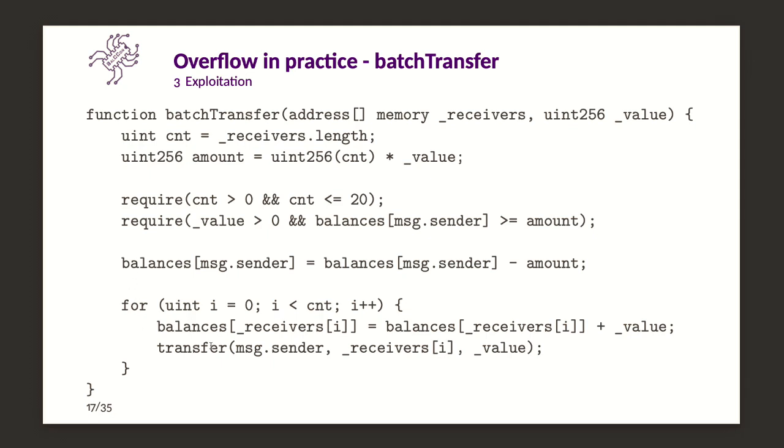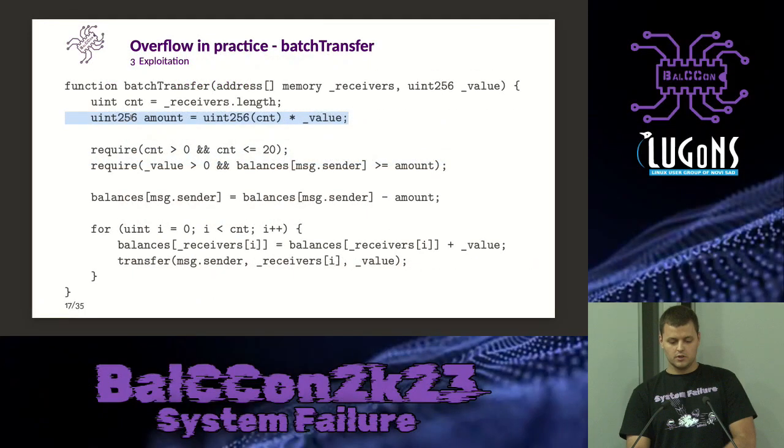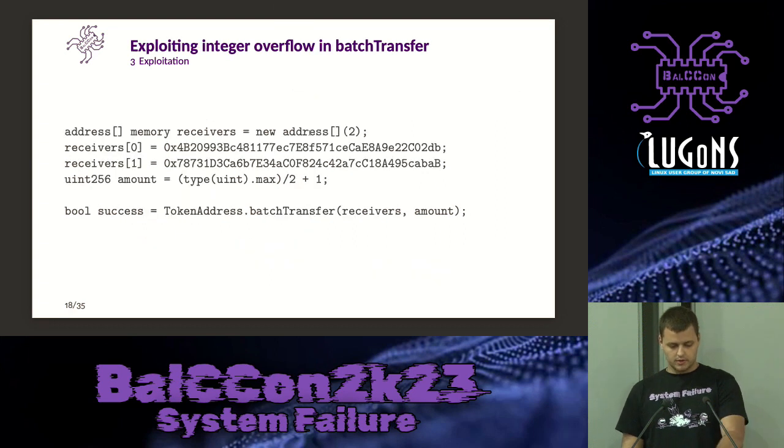But what happens here? Where is the issue? So this calculation here can lead to overflow. We can provide some numbers that will overflow. So a value that's valid, for example, let's see, let's go directly to the exploiting part.